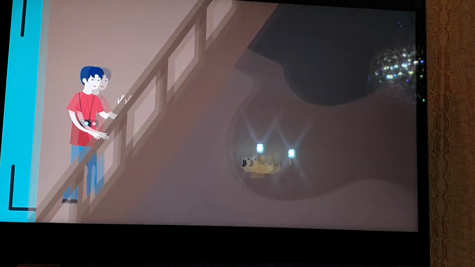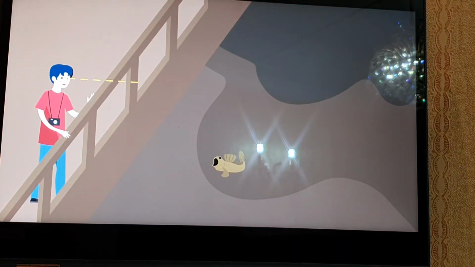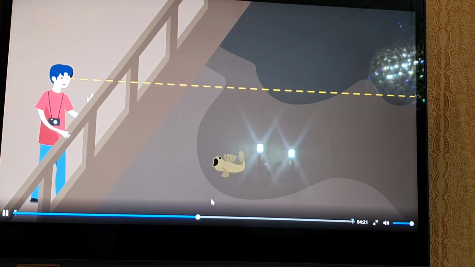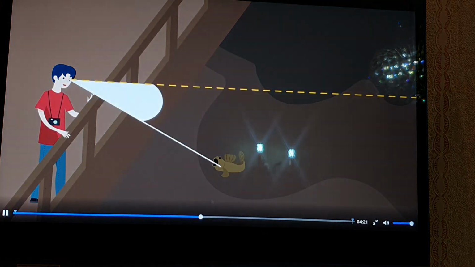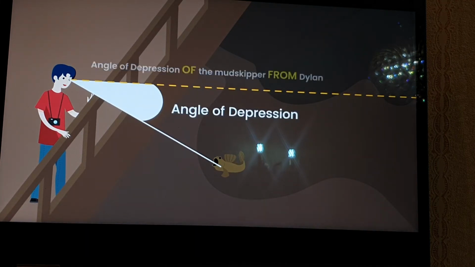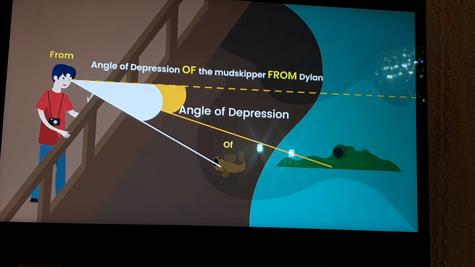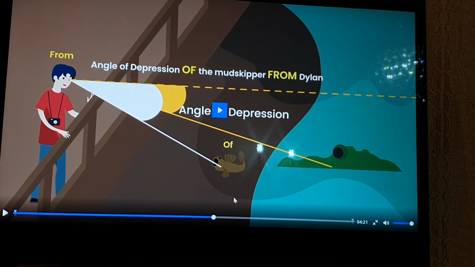He walks a few steps on the platform and sees a mud skipper opening its mouth. That is a rare sight. He tilts his head down to capture the picture. Again, there is an angle of depression of the mud skipper from him. This angle is larger than the angle of depression of the crocodile.